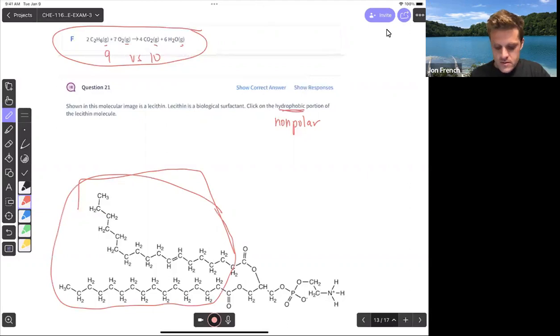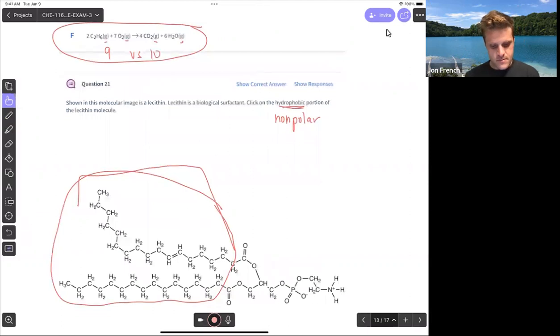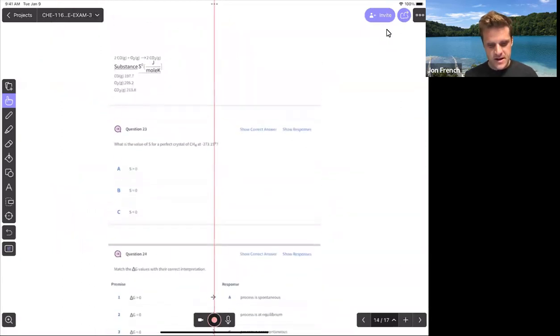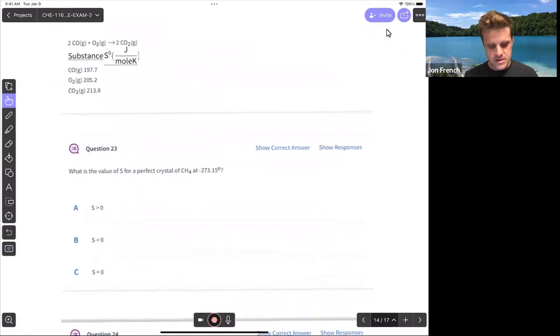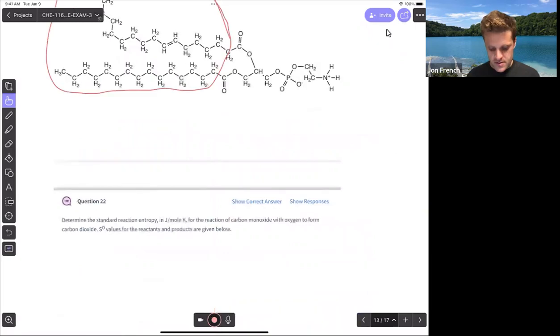All right, 22, 23. Entropy. So we want to find the entropy for this reaction. Oh, okay. Yeah, we can do 23 too. 23 is pretty easy.